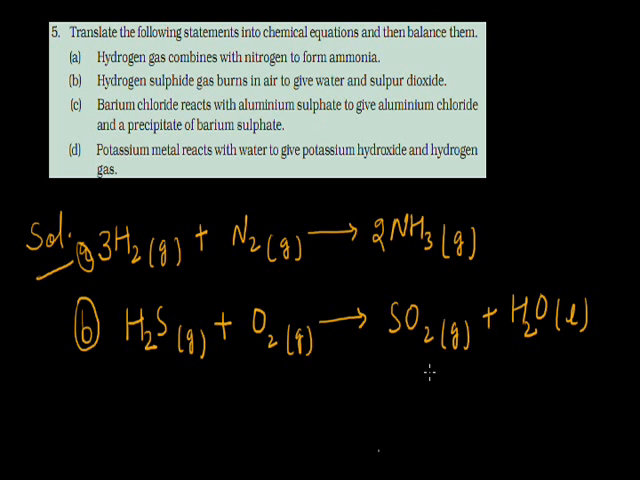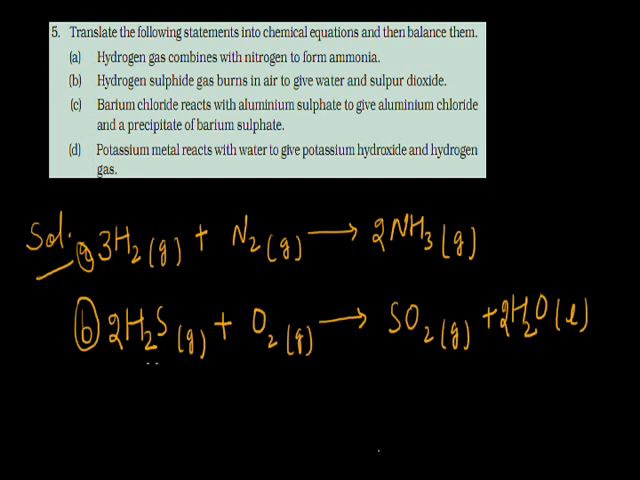To balance them we have to take an even number of atoms of oxygen on either side. To do so we multiply H2O by 2, that makes 4 atoms of oxygen on the product side. And if we see the number of atoms of hydrogen, we have 4 atoms of hydrogen on the product side, and on the reactant side we have only 2 atoms of hydrogen. So we multiply it by 2. Now we have 4 atoms of hydrogen on either side.